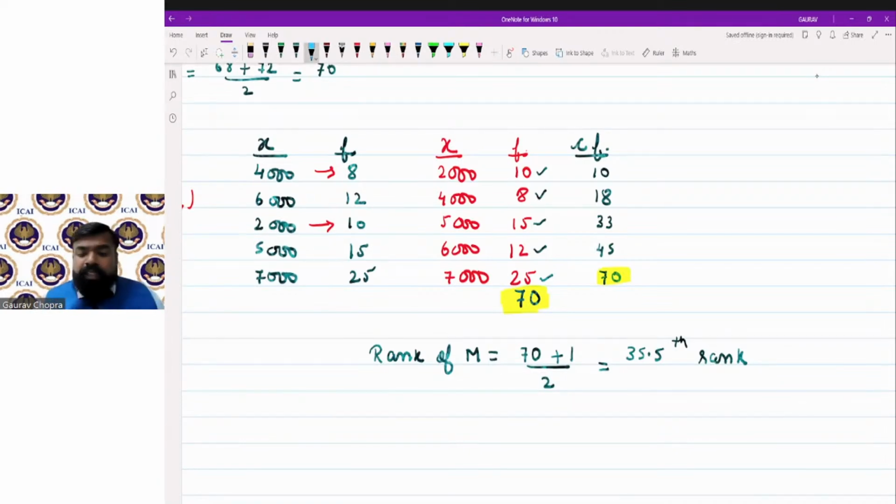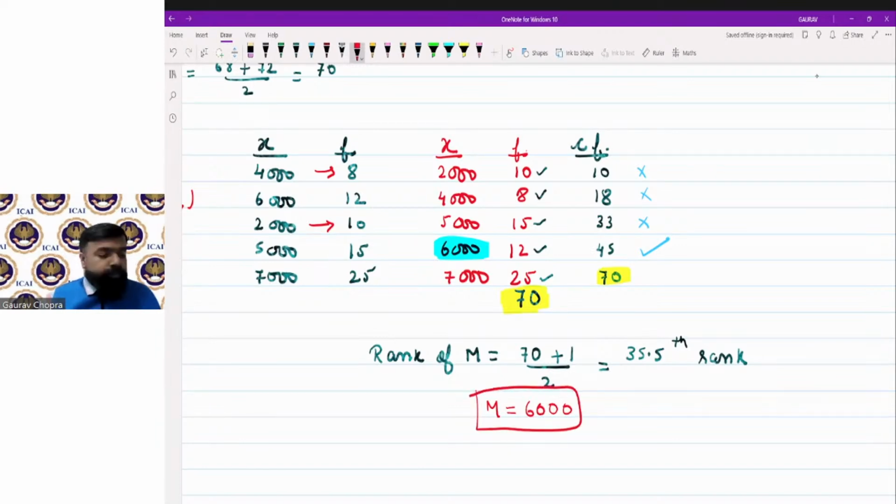So you can see that 10 is less, it will not be covered here. 18 is also less, 33 is also less, but yes, 45 is there. So 35.5 will be covered in this 45. Now, in front of 45, what is written? In front of 45, 6,000 is the variable. So median is 6,000. Median is equal to 6,000.